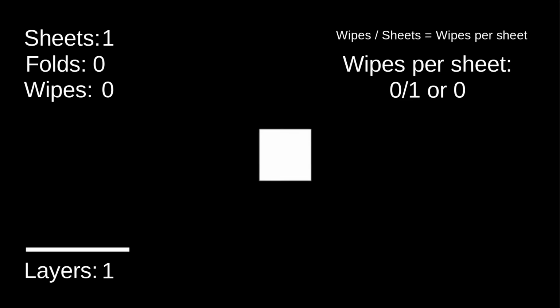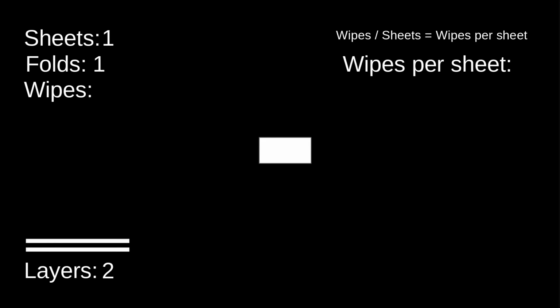1 sheet is much better than 6 sheets because we can fold it in half once and we get an entire wipe per sheet. An entire wipe per sheet. That's literally using 1 sheet per wipe. Whereas in the previous example, we were using 6 sheets and only achieving 5 wipes.